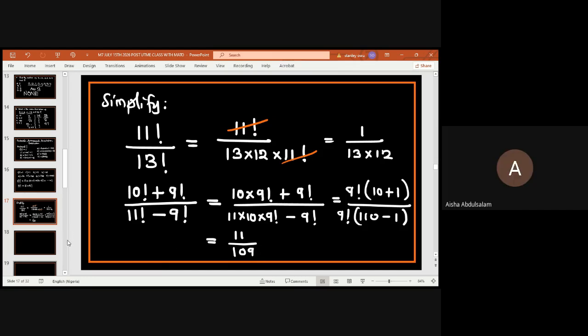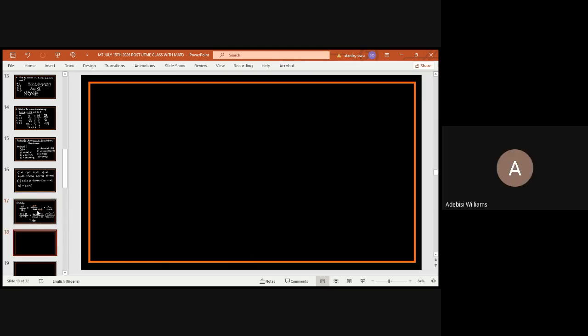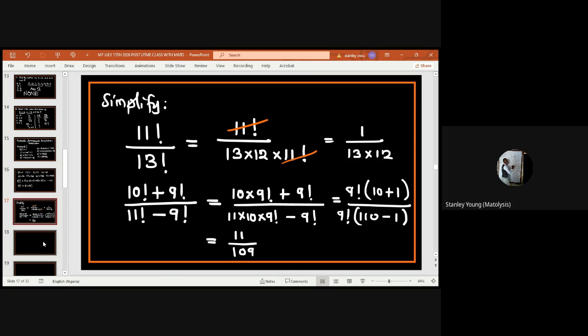110 minus. Okay, yeah. Say that again. No, don't worry. Okay. Sir, is it okay if we leave the answer like this? Yes, it's okay. It all depends on how the option is.